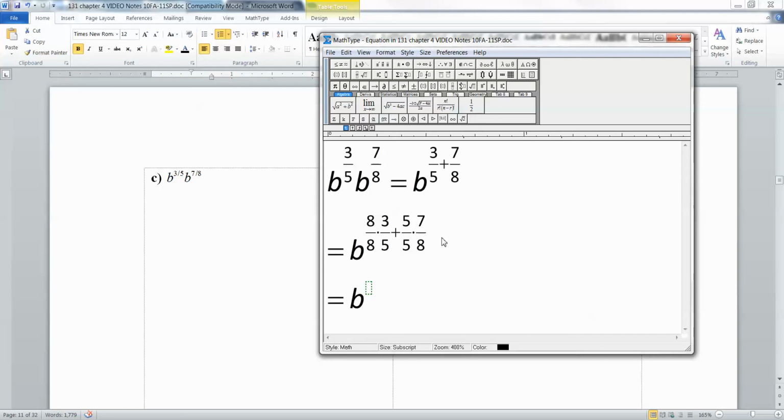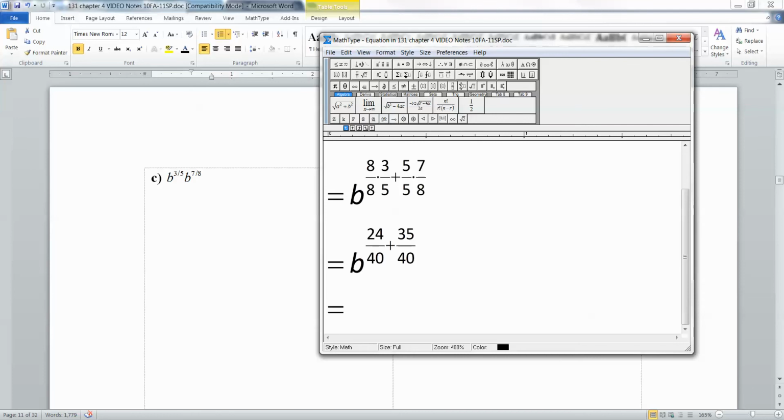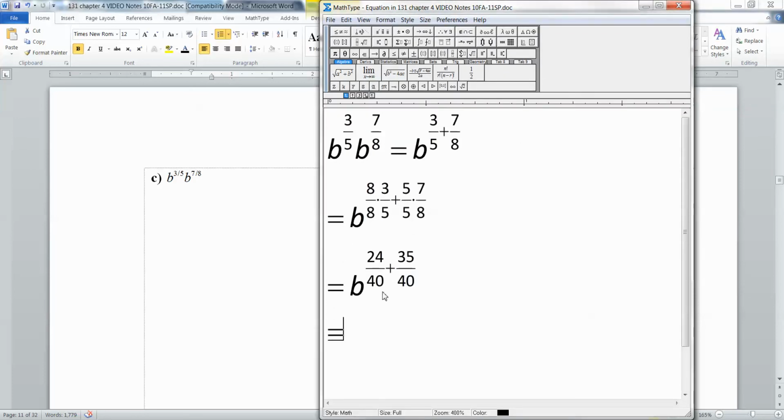So this is b to the 24 over 40 plus 35 over 40, right? And again, that's a least common denominator thing. You learned that way back 2 classes ago, probably in pre-algebra. Equals, and now with fractions, you just add them up. If they've got the same denominator, which these do, that means your denominator will be 40. So if you have 24 40ths plus 35 more 40ths, that gives you 59 40ths. And there you go.